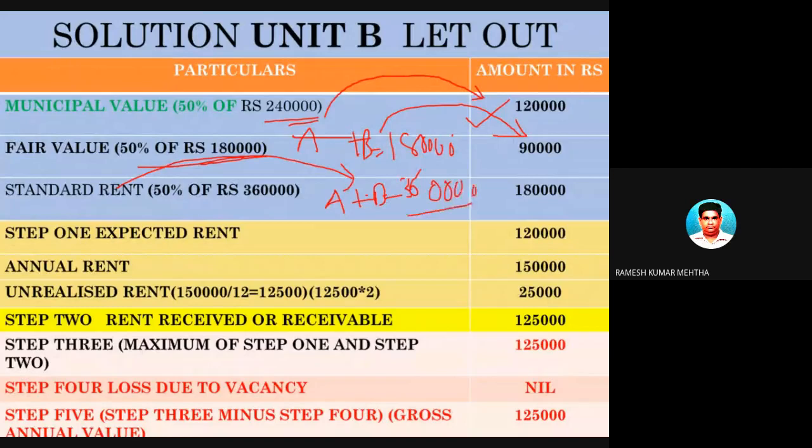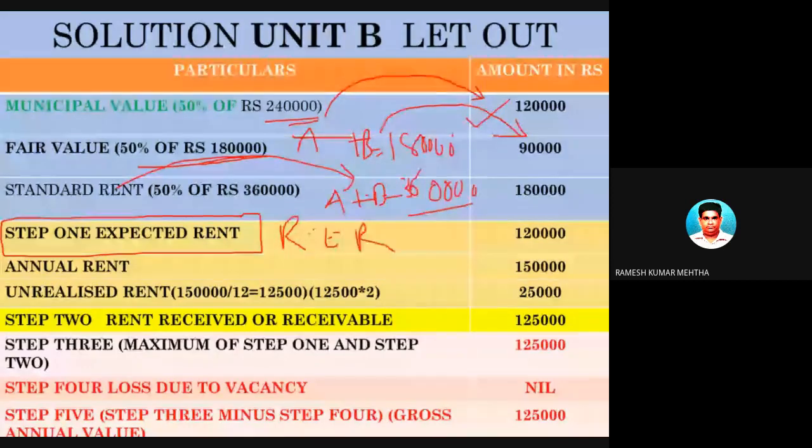Now, the first step to find the gross annual value is the expected rent or reasonable expected rent. It can be found out using this methodology: municipal valuation versus fair rent, whichever is higher, which is 1,20,000 rupees.